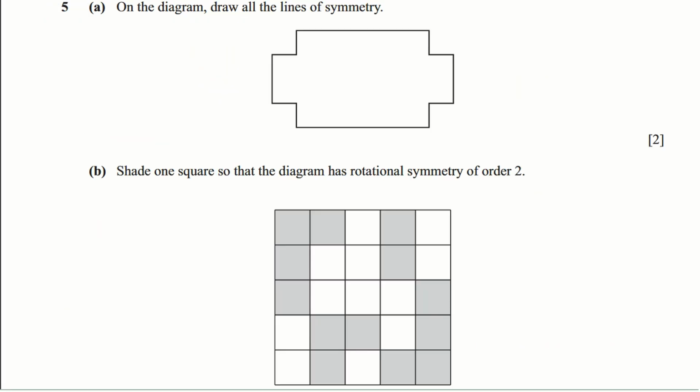On the diagram, draw all the lines of symmetry. There are going to be two lines of symmetry. It's going to be the horizontal one and the vertical one.